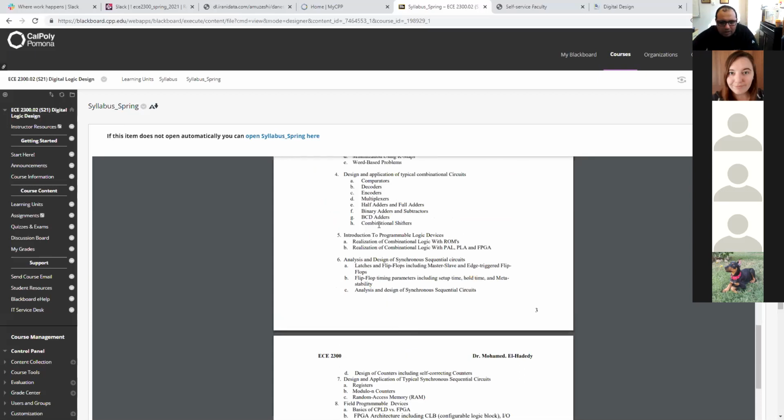And then we're going to go into the implementation of combinational circuits. So we're going to learn about comparators and how they work, decoders, encoders, multiplexers, the difference between half adders versus full adders, binary adders, subtractors, BCD, and combinational shifters. Then we will move into how to build ROM, which stands for read-only memory. What is read-only memory in life? Somebody can give me an example for ROM.